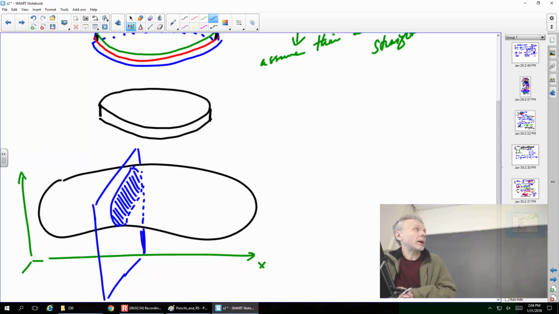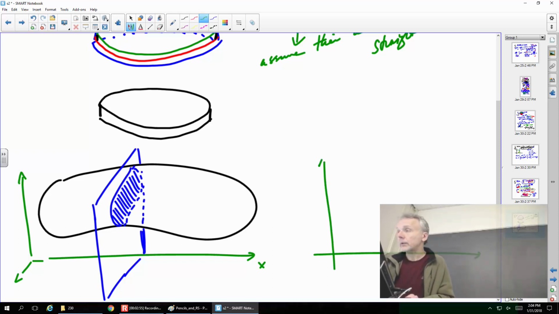I don't really care about the shape of that cross section. I only care about its area. So I will be tracing those areas, and from that I will deduce my volume. Okay, so I want you to see that the story is repeating itself. We had something similar very shortly before.